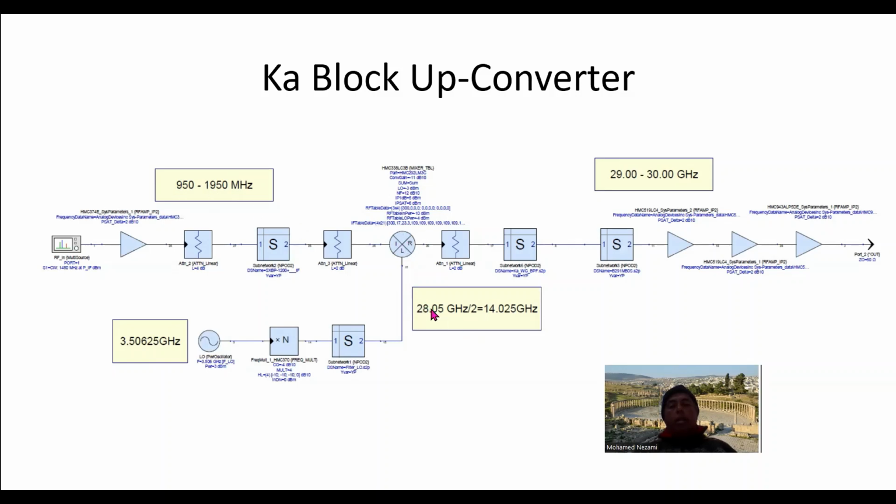So we mix, and in this case, because I didn't want to mix the L-band signal with a Ka band signal at 28 gigahertz, I want to operate at lower frequency and let the subharmonic mixer do twice the frequency of that. So I start out with the 3.5, sort of like an S-band oscillator, and then I multiply by 4, filter out the harmonics, and then feed it to a subharmonic mixer, which pumps twice the LO signal.